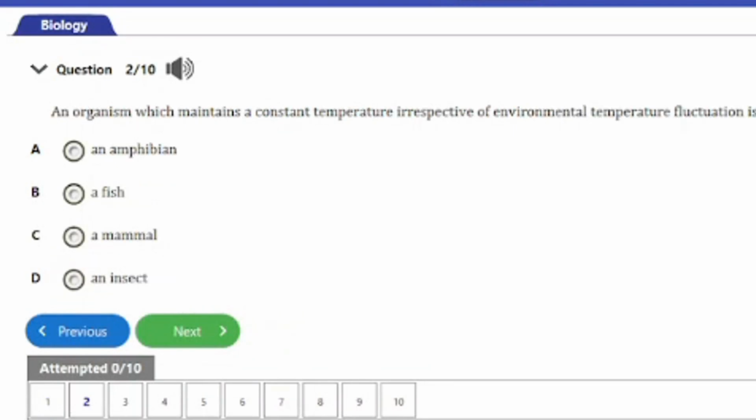That's question number 2 here. It says, an organism which maintains a constant temperature irrespective of environmental temperature fluctuation is A. An amphibian, B. A fish, C. A mammal, D. An insect. So guys, the answer to this question is option C, and that's a mammal. Mammals are actually able to maintain a constant temperature irrespective of the environmental temperature fluctuation. So that's it for that question, guys. Let's go ahead and consider the next question.